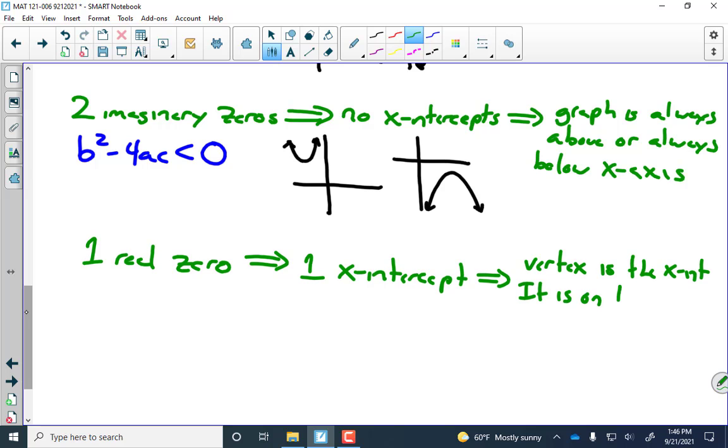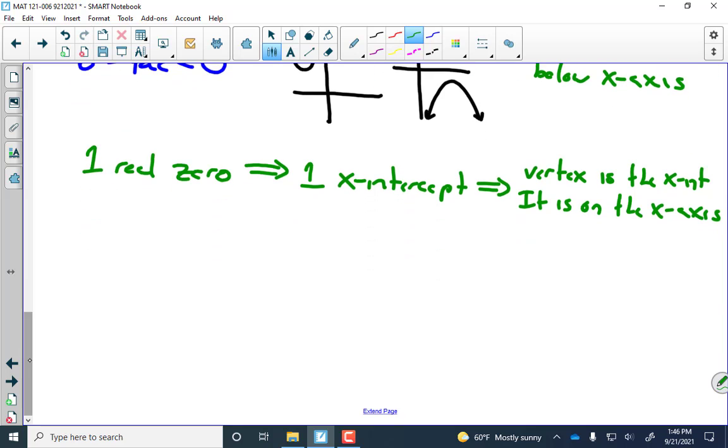It is on the x-axis. If you have one real zero, just one, then that real zero, that place, is your one x-intercept, and it also happens to be your vertex. So that would look something like this, where your vertex is right on the x-axis, and it's also your zero, it's also your x-intercept.